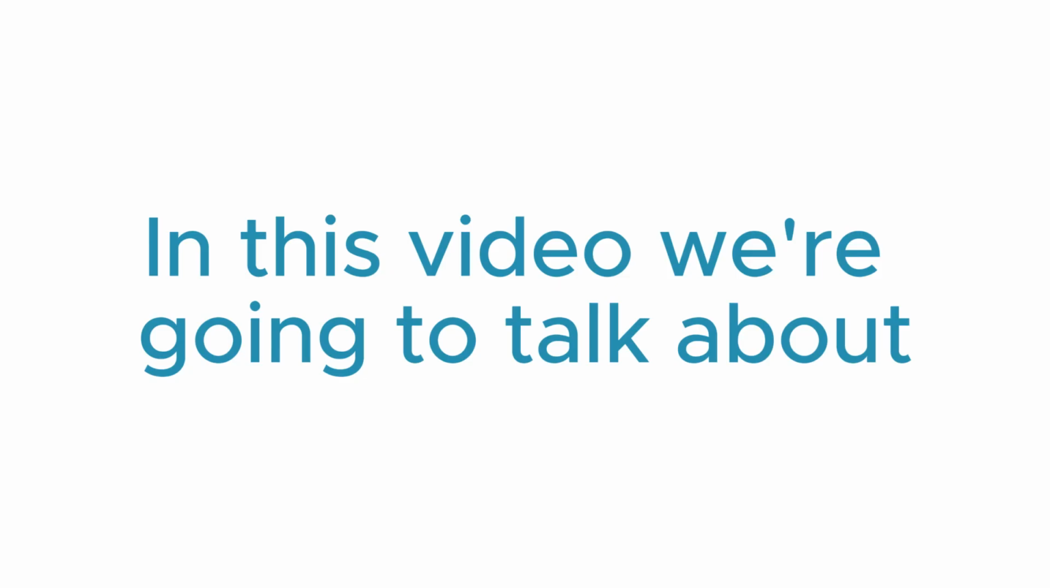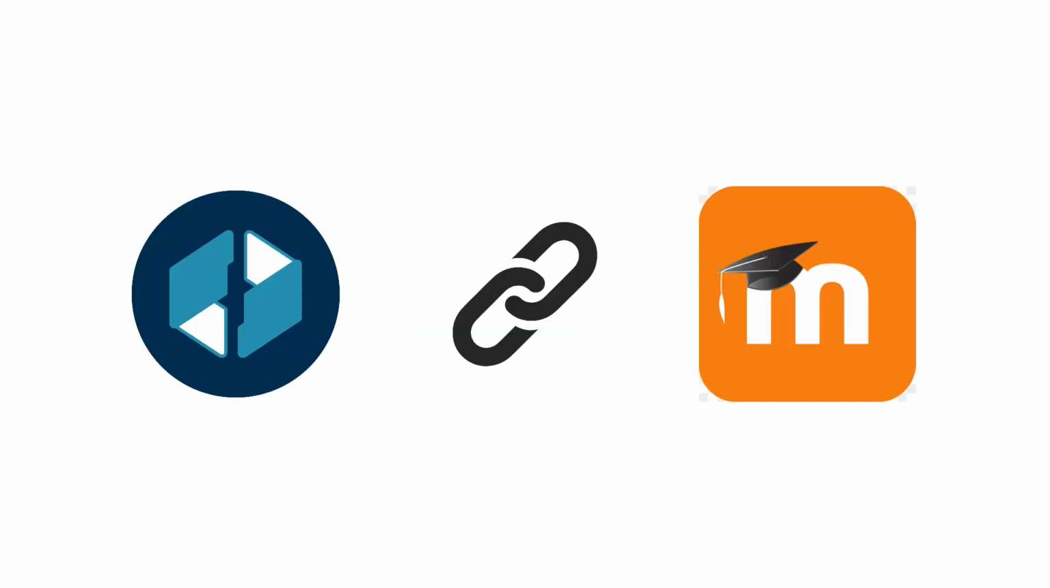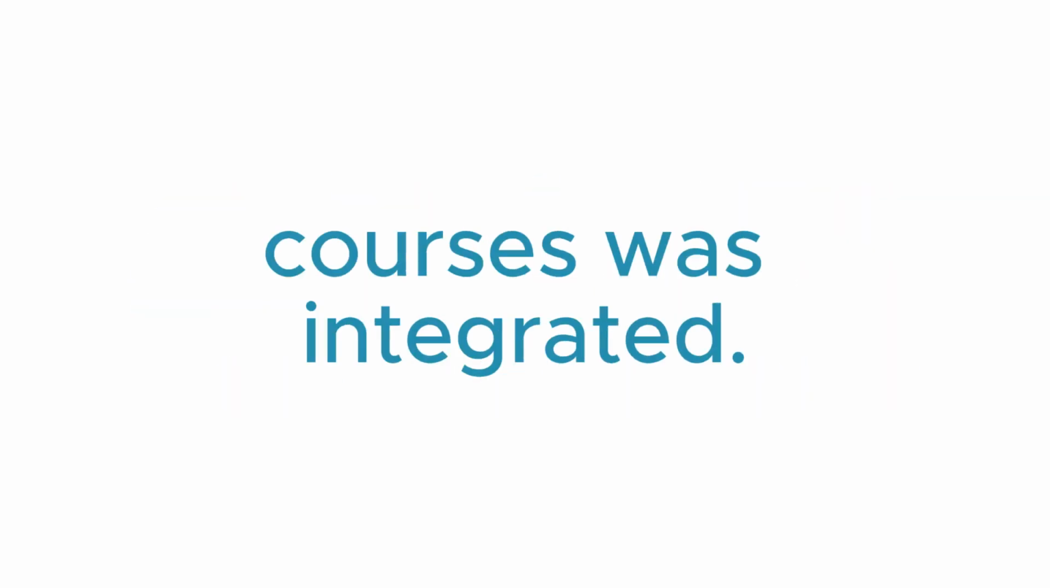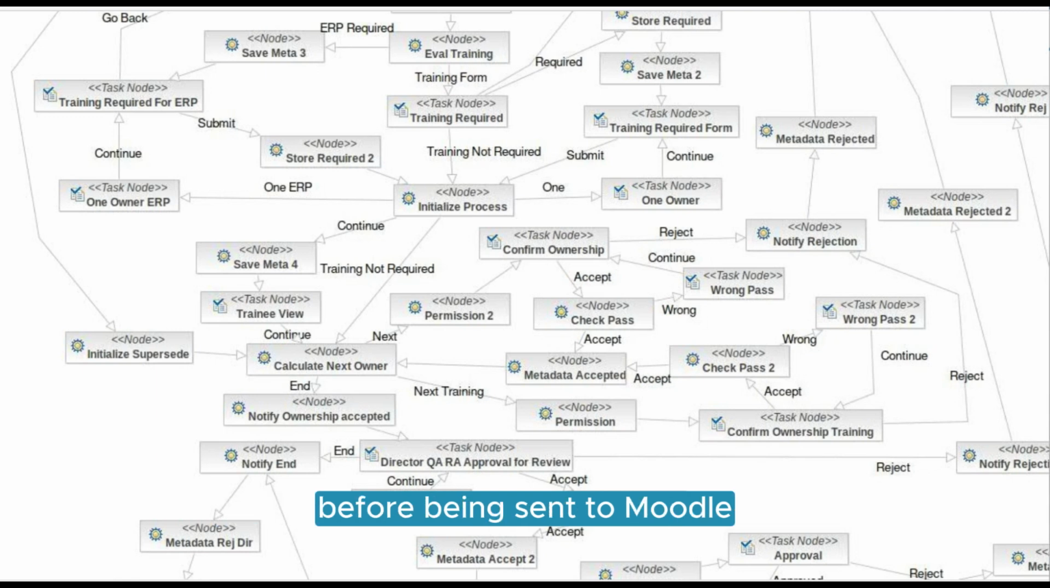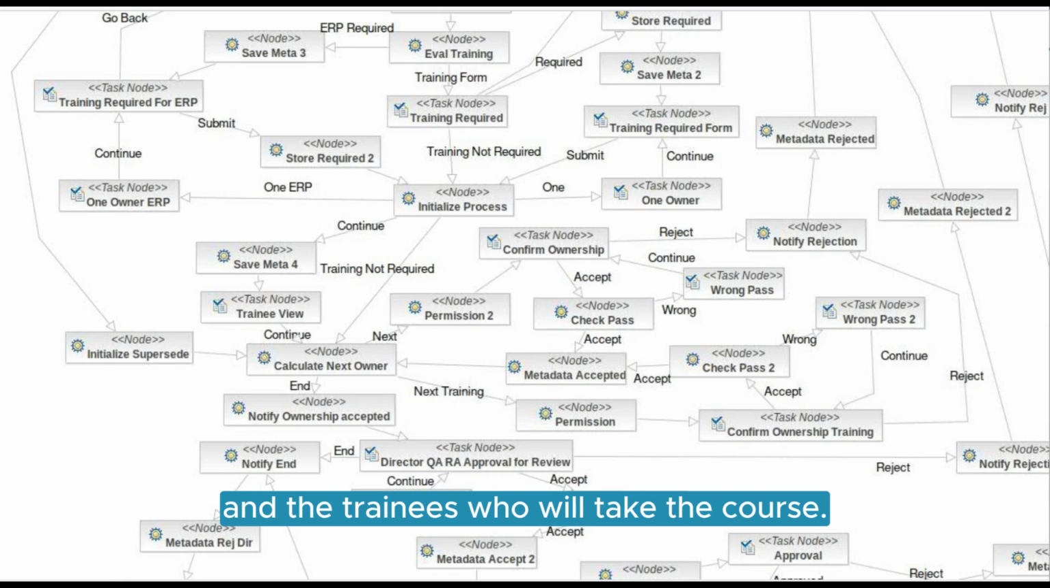In this video we're going to talk about the recent integration of OpenKM with Moodle and how the logic between documents and courses was integrated. The main idea behind this integration is that courses have owners and reviewers, and they need to be pre-approved before being sent to Moodle and the trainees who will take the course.